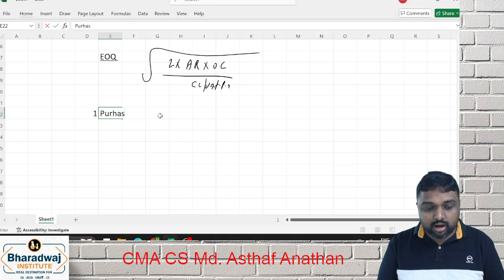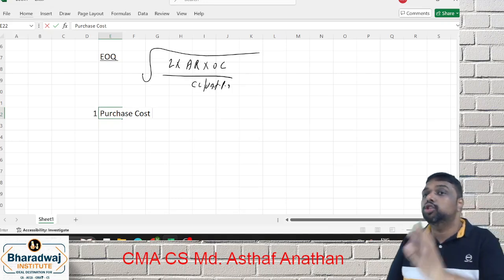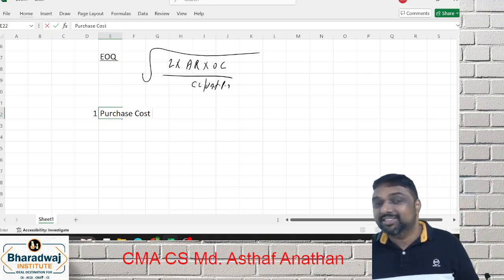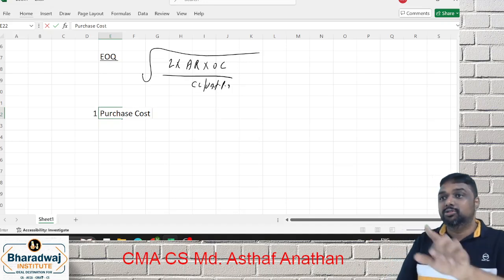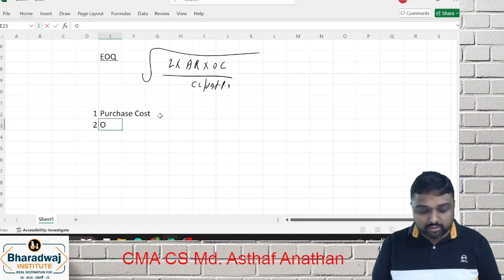First one is what? Purchase cost. What is purchase cost? The annual requirement into cost per unit. If there is a discount, the cost will be reduced. So you should consider that. Next, after the purchase cost, what is next?